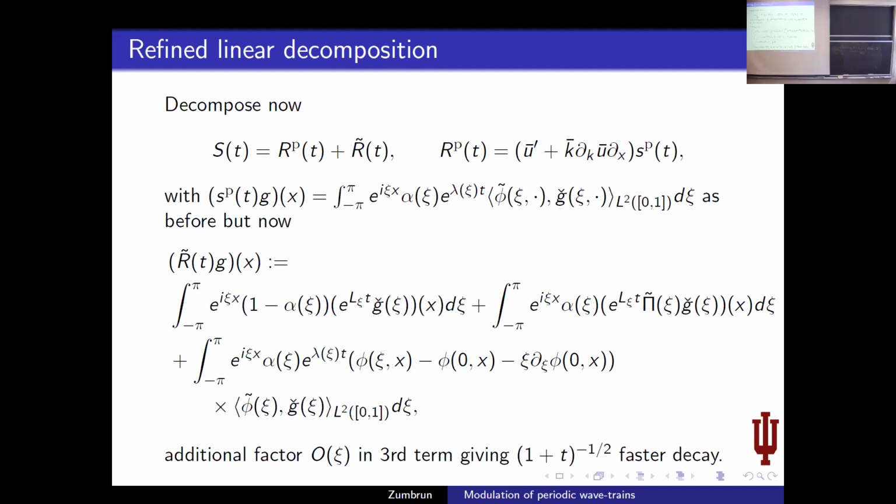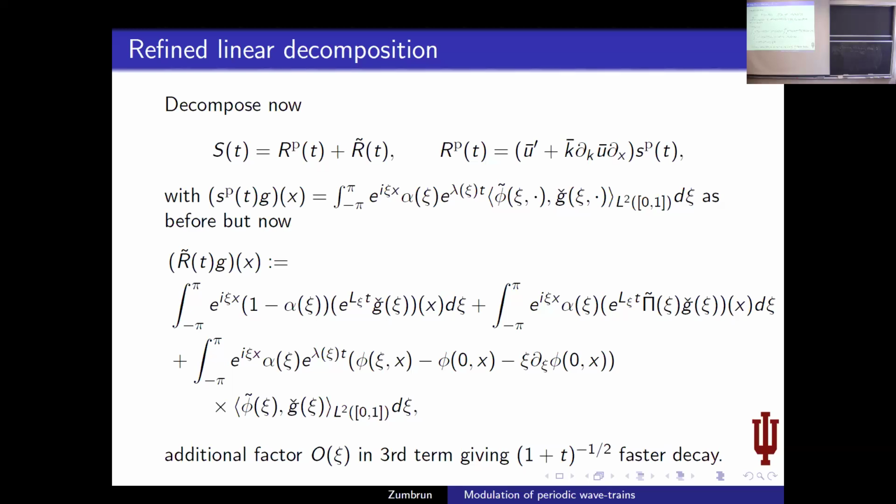Okay, so S is going to be now called RP instead of SP plus R tilde. And RP is going to be the old U bar prime times SP plus something new. The SP doesn't change. That's interesting. And that is kind of similar to if you follow the derivation of the modulation equation, it kind of goes this way. But this will be enough now.